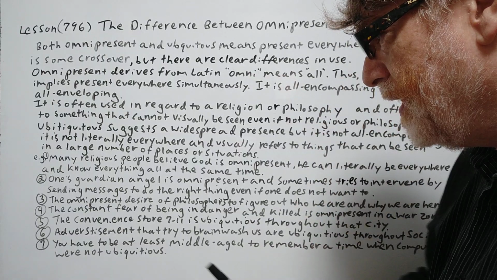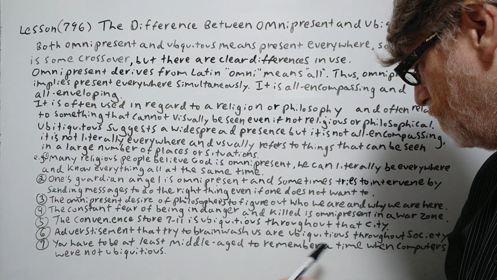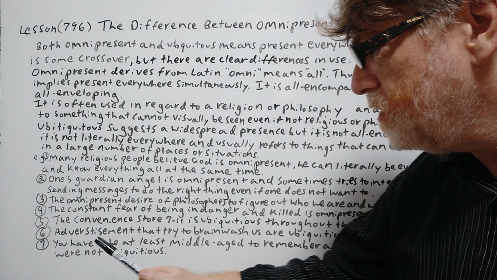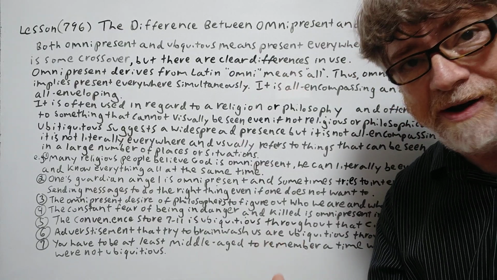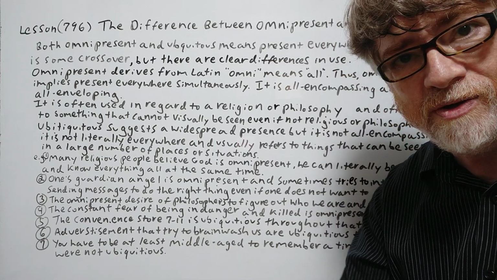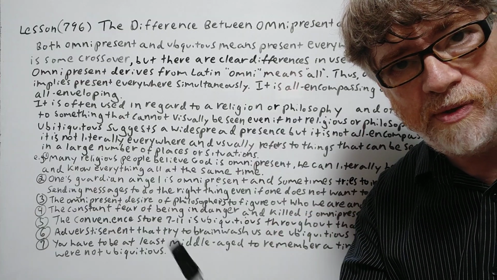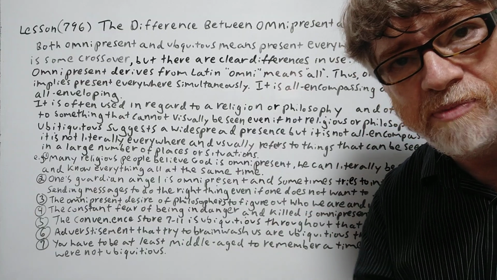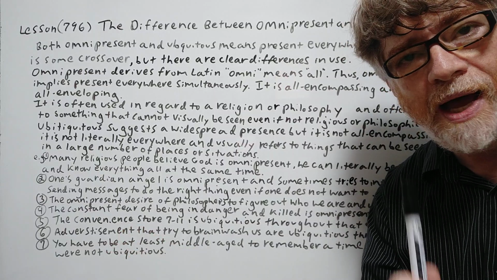Let's continue. And number 7, you have to be at least middle-aged to remember a time when computers were not ubiquitous. Well, now, technically, computers are. Even your iPhone is technically a computer. Your tablet, those are computers. Where you work, there's probably lots of computers. And at your home, there are lots of computers. So they are ubiquitous.